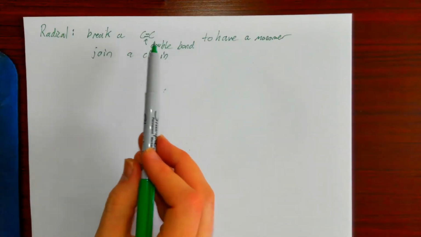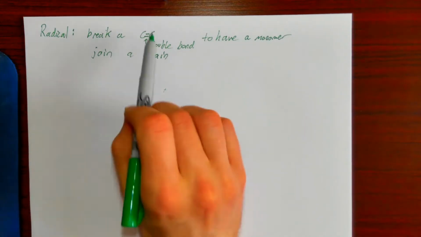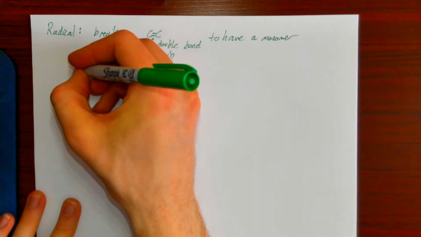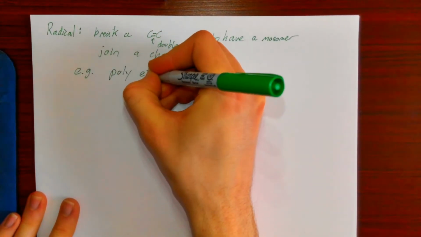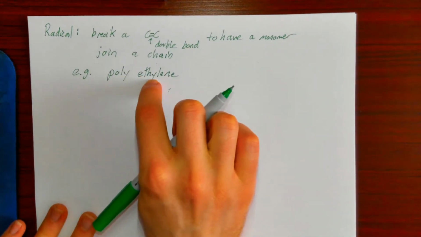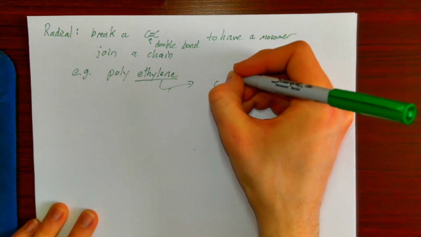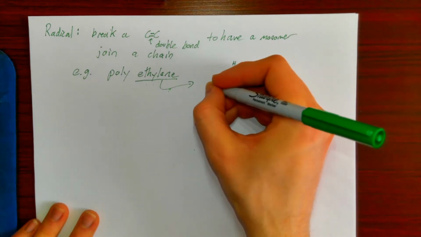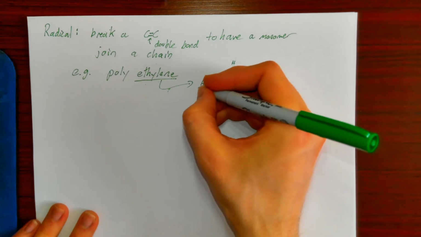So when we have these carbon-carbon double bonds, a monomer can join a chain. One example of a type of polymer that's formed via radical polymerization is polyethylene. So for polyethylene, again, remember the monomer is ethylene. So ethylene is carbon-carbon, there's a double bond between them, and the remaining slots on the carbon are taken up by hydrogens.